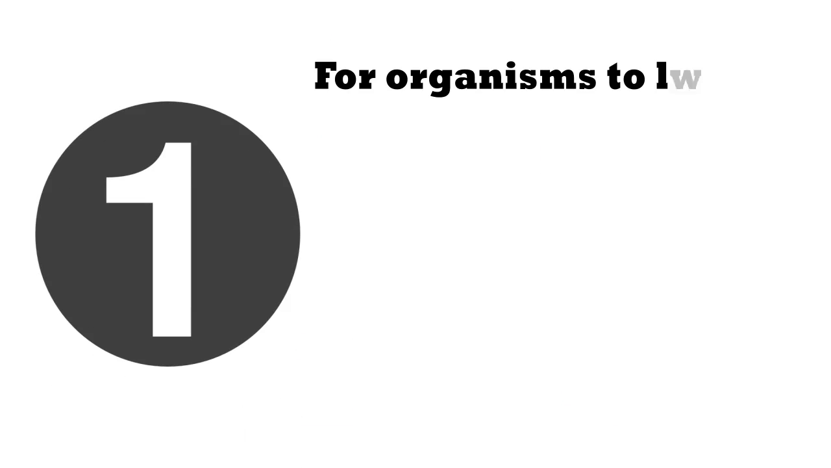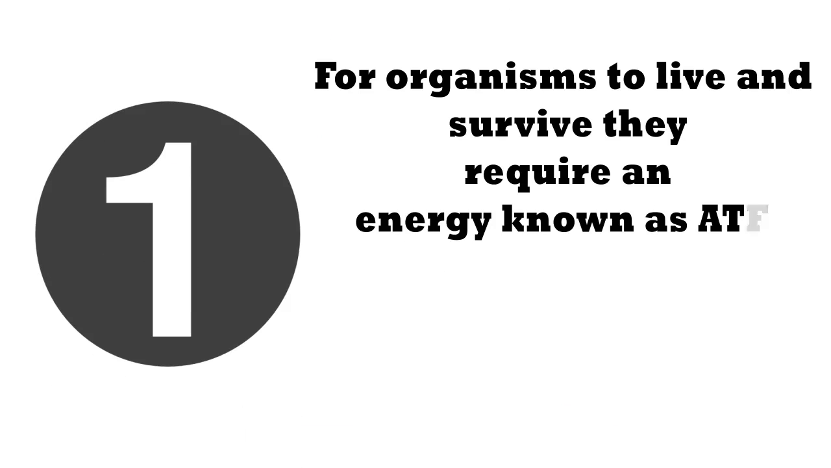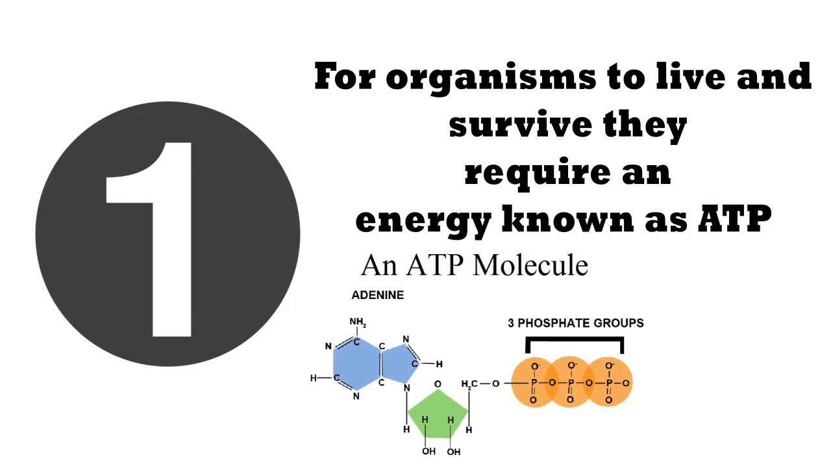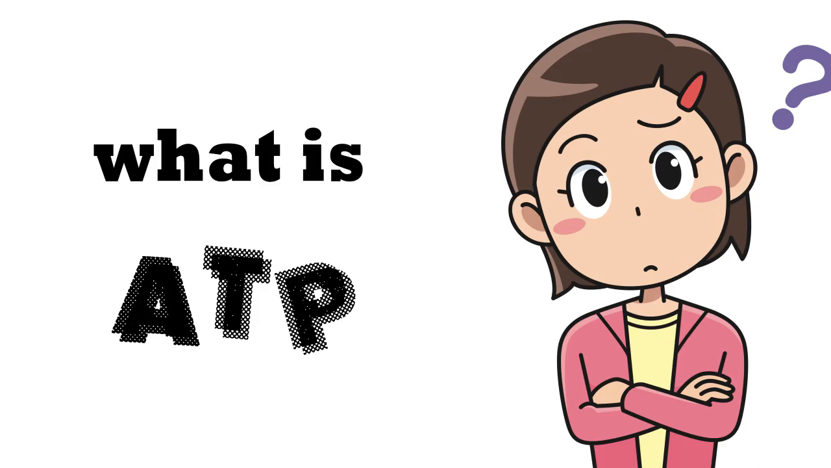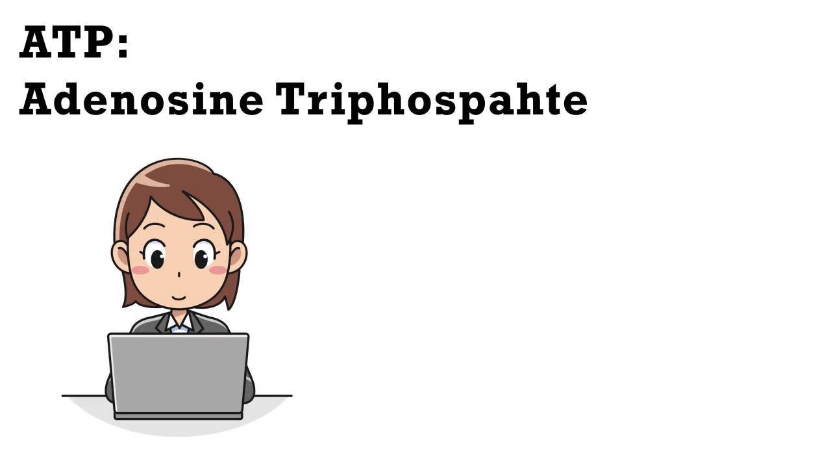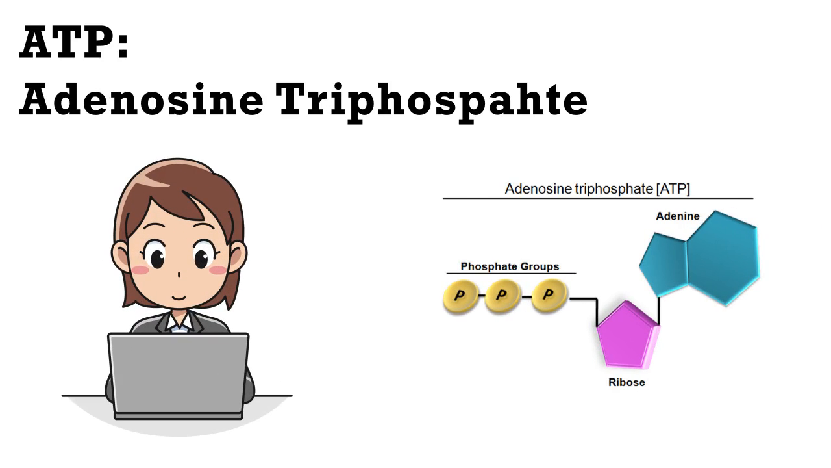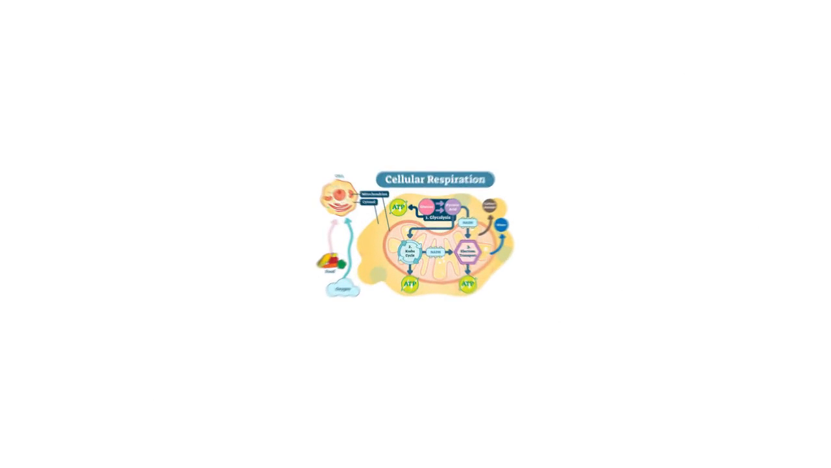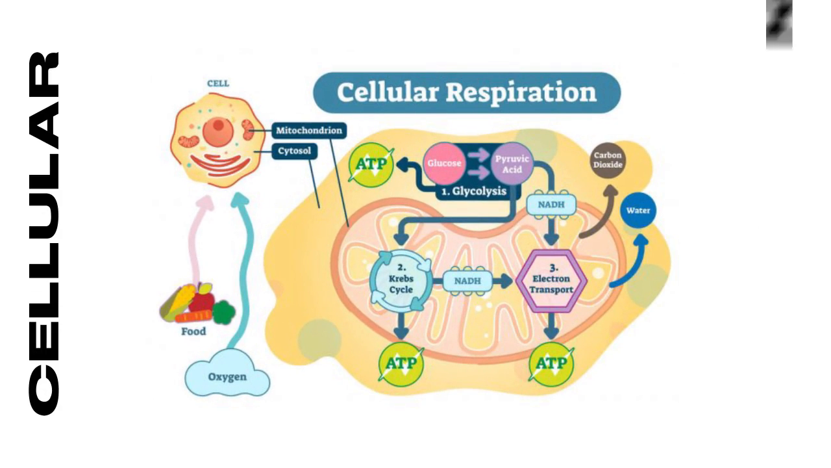Firstly, in order for an organism to live and survive, they require an energy known as ATP. Well, what is ATP? ATP is short for adenosine triphosphate, the main energy carrier for a cell. Every cell in the body needs ATP to do work. Without it, work isn't possible. So, where do cells get ATP? Cells get ATP through a process called cellular respiration.